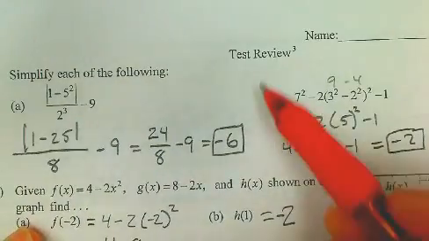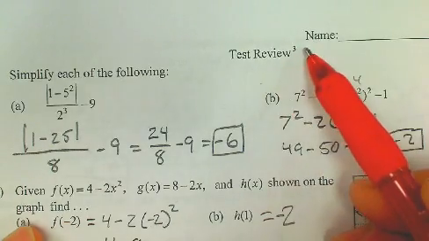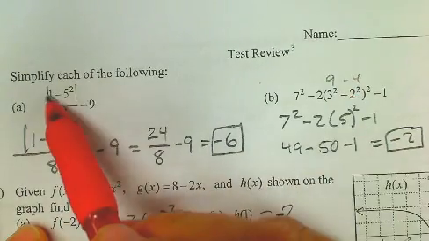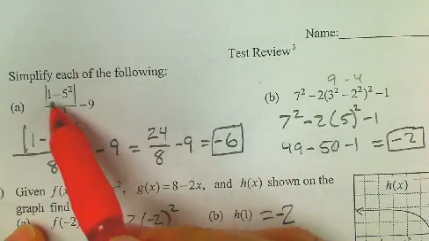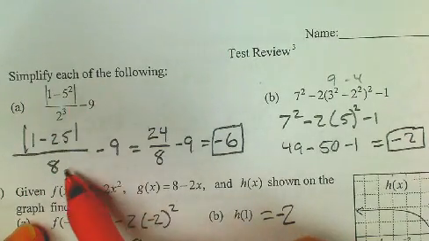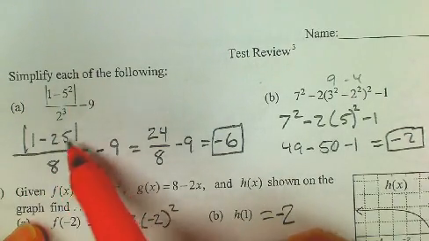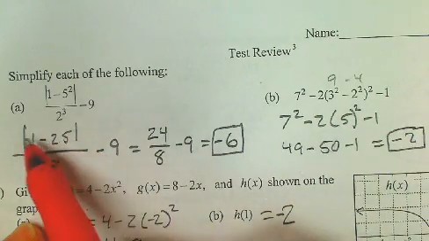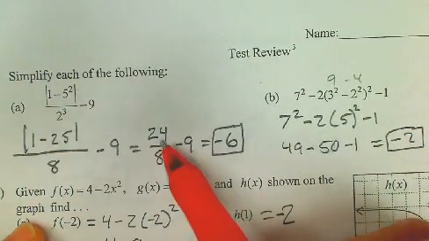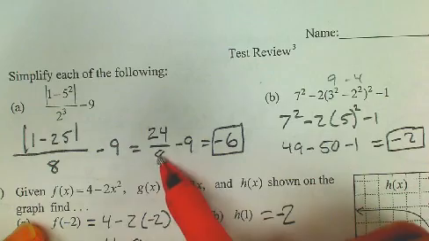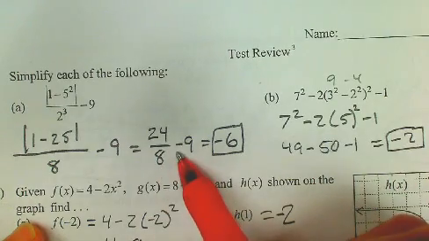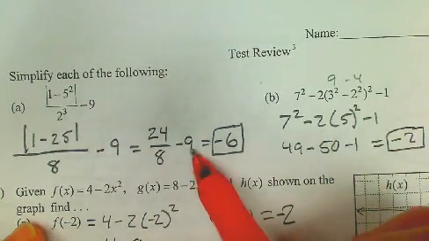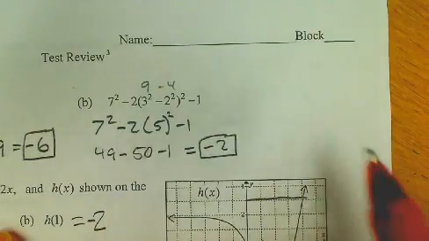Here's our test review 3. You have to do what's inside the absolute value first. So it's 1 minus 25, which is negative 24. The absolute value of negative 24 is 24. And then you end up dividing before you subtract. So that would be 3 minus 9, which is negative 6.